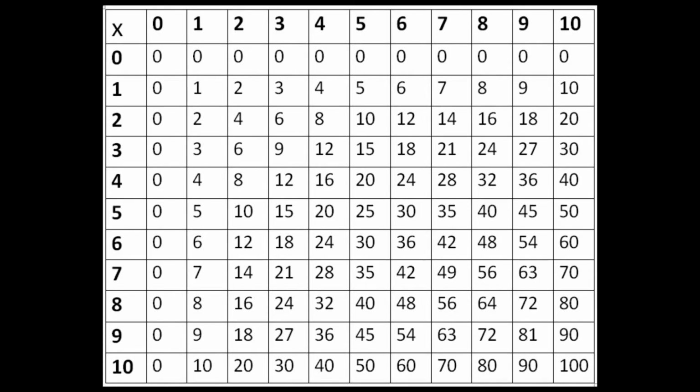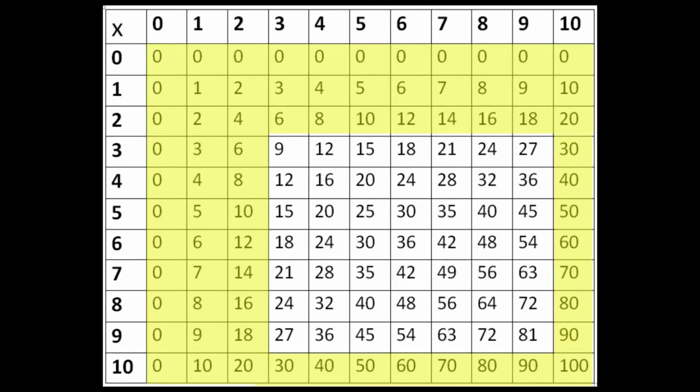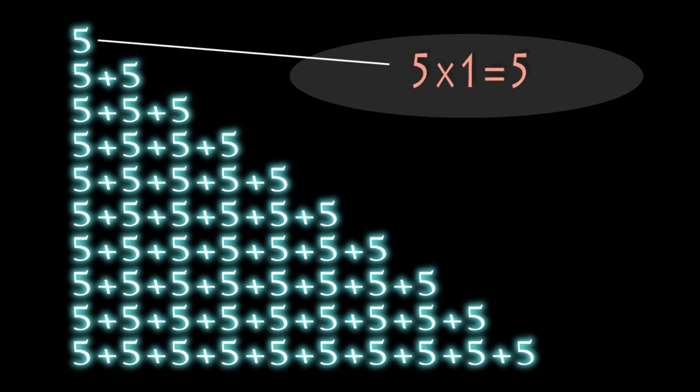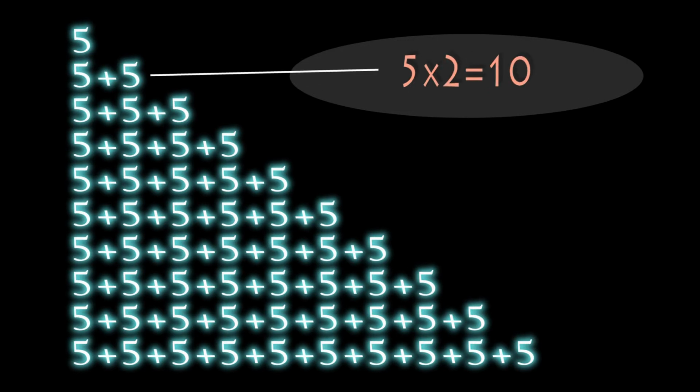As we begin learning about multiplying by 5, we can see on this multiplication chart that we already know 5 times 0, 5 times 1, and 5 times 2. It's important when you're learning about multiplication to use what you already know. We already knew that 5 times 1 equals 5. We also already knew that 5 plus 5, or 5 times 2, equals 10.